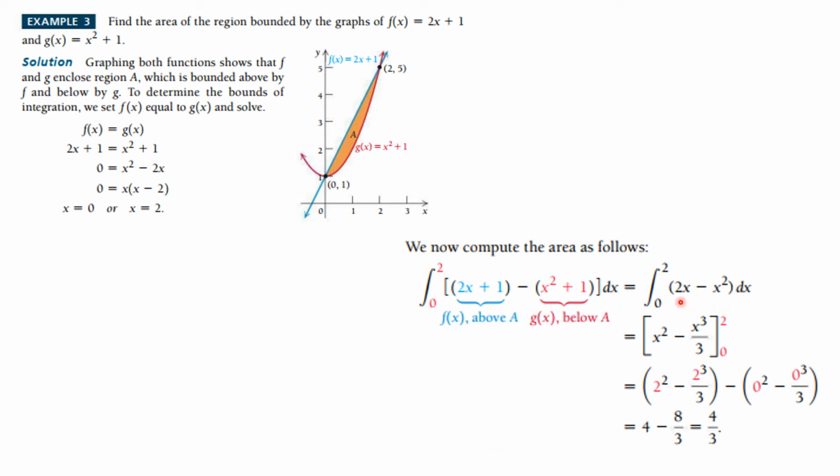The antiderivative of 2x is x squared. The antiderivative of x squared is x cubed over 3. We substitute 2, subtract the whole of what we get when 0 is substituted in, and we'll get 4 over 3. Please make sure you can follow these calculations.